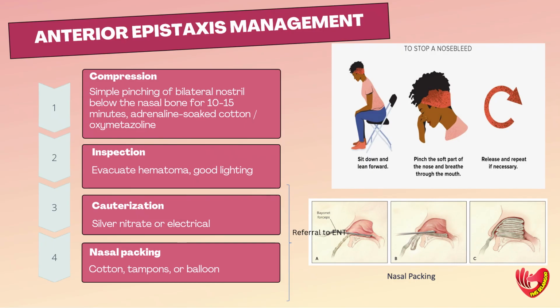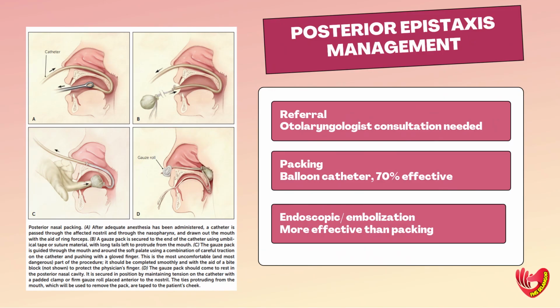Posterior epistaxis is often managed by the ENT team. Upon early assessment, whenever there is evidence of posterior epistaxis, immediate referral to ENT is required. Procedures that can be offered by ENT, such as cauterization, balloon catheter, and embolization, depend on location and severity of epistaxis.